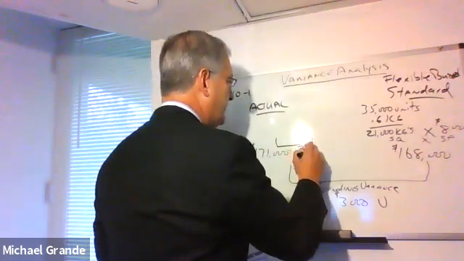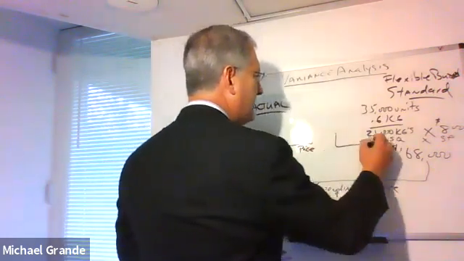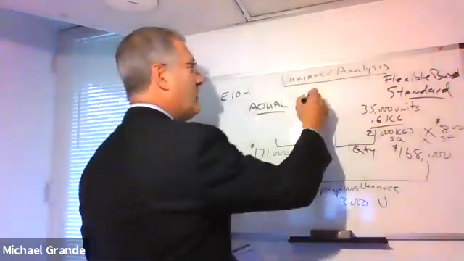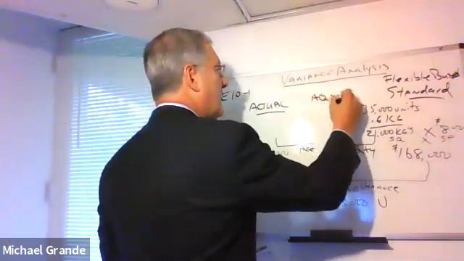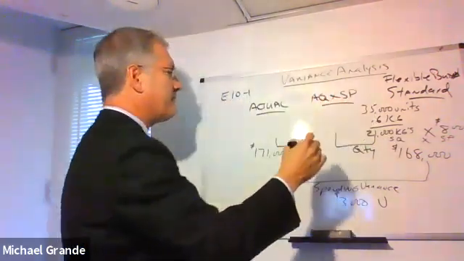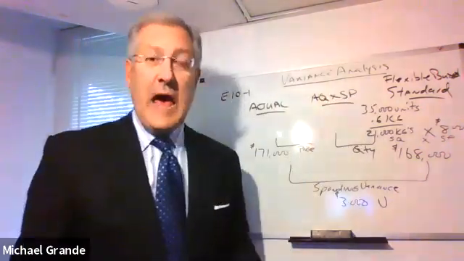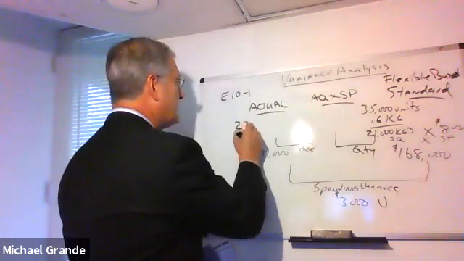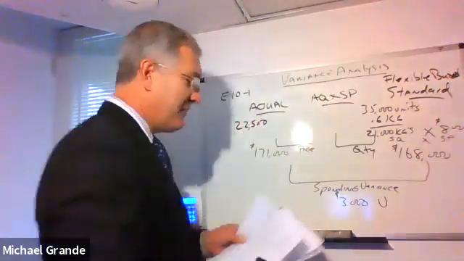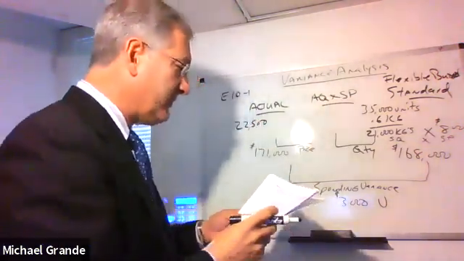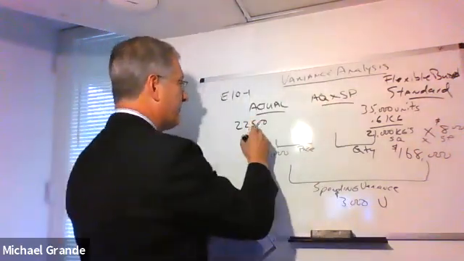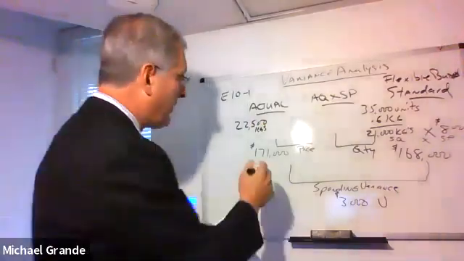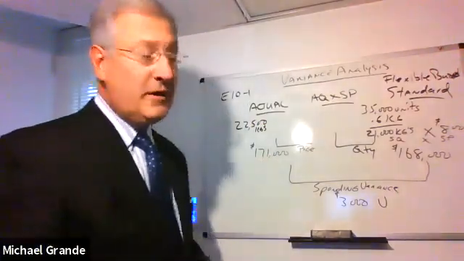This is the price variance over here, we're going to see in a minute. And this is the quantity variance. So we need to look at the middle here, where we're looking at AQ times SP. So what was the actual quantity? Well, they told us in the problem that the actual quantity was 22,500 kilograms. And they said that the price they paid was a total of 171,000.